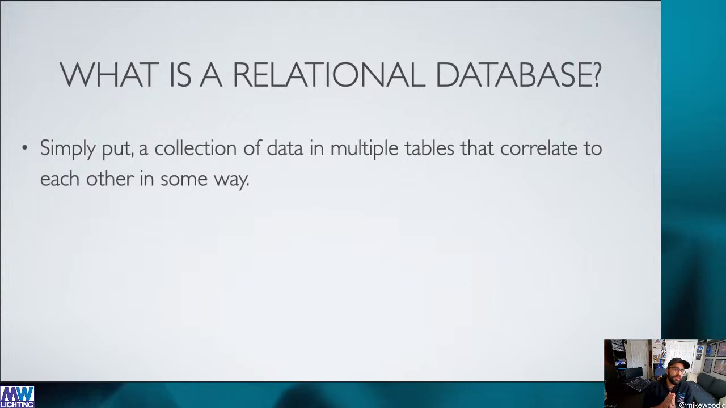So we're talking about FileMaker. FileMaker is a relational database tool. It's a way that we can take different sets of data that might relate to one another and reference them against each other to make something more powerful. So simply put, it's a collection of data in multiple tables that correlates to each other in some way.